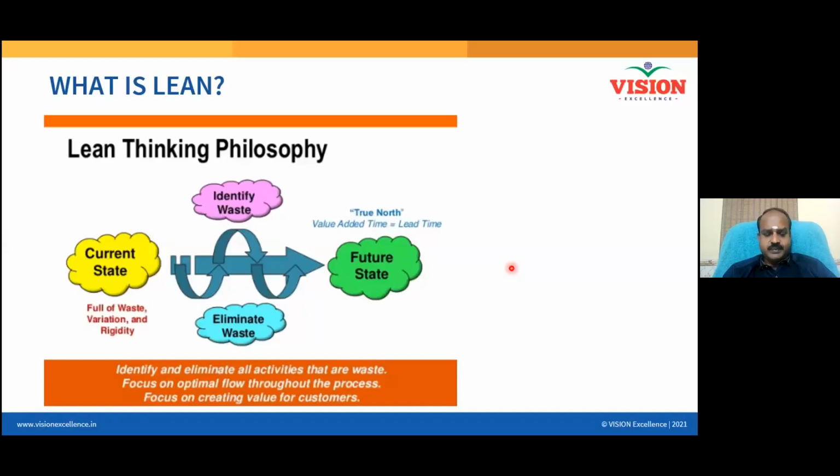Time for us to understand lean. Yesterday we spoke a lot about Six Sigma. We spoke a lot about the effectiveness. Effectiveness is defect-free products. If you produce defect-free products, your customers will be happy. But can you also make your business equally happy?